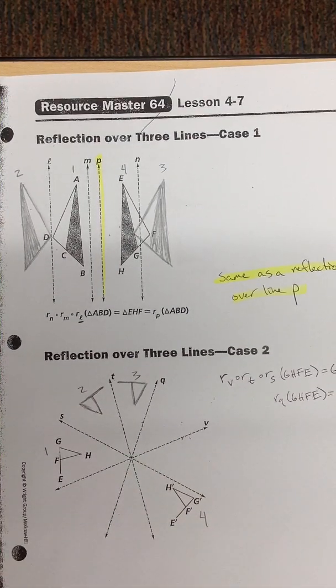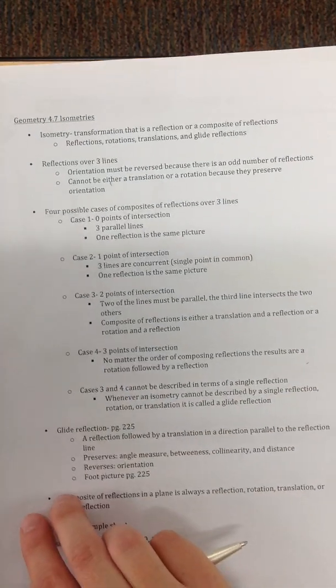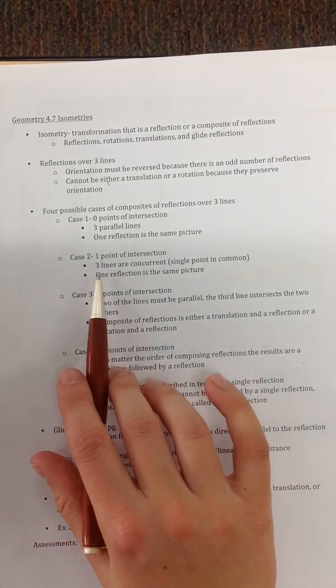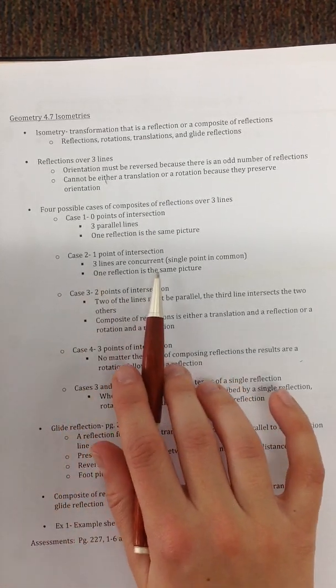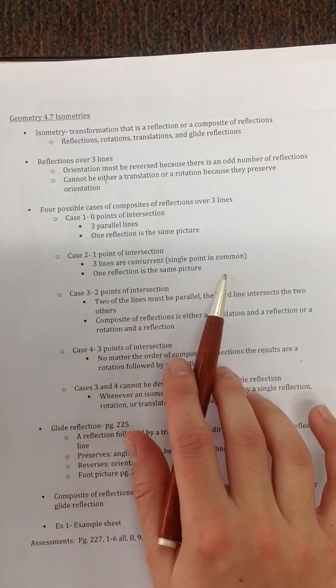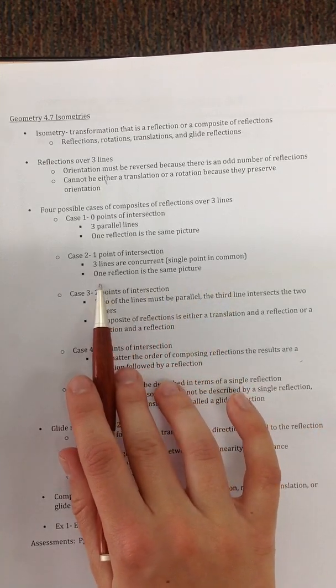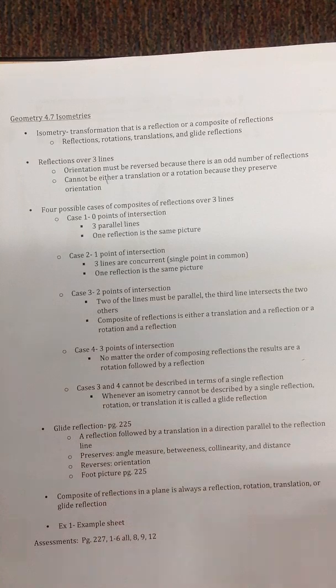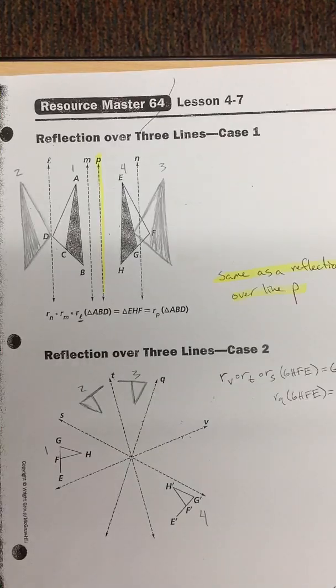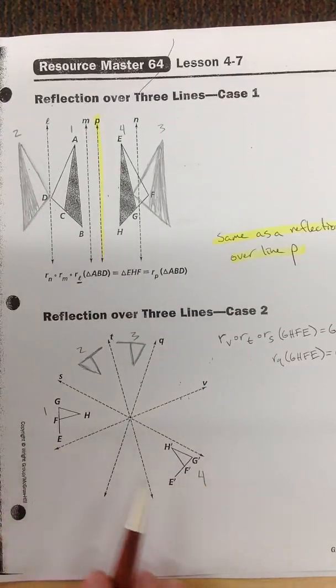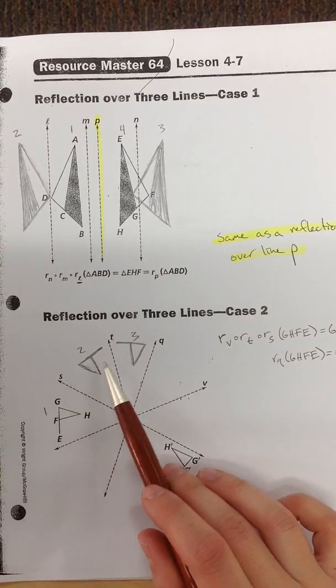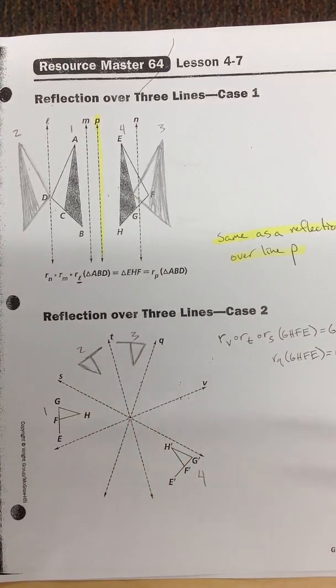The next one here is if we flip over three lines with one point of intersection. So if I go back here to case 2, 1 point of intersection, so the three lines are concurrent, or that means they meet at a single point. Okay, and this is going to look like one reflection is the same picture. So again here, they just give us the first and the last. I filled in like the second and the third with just sketches here.